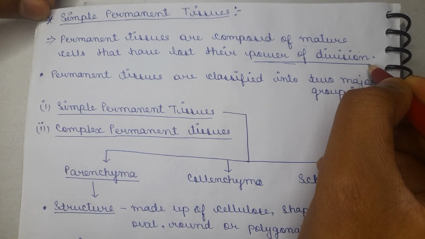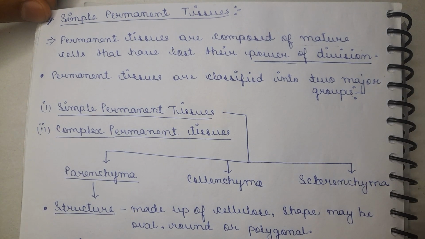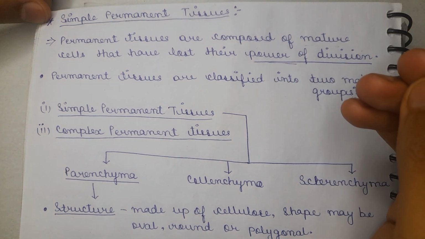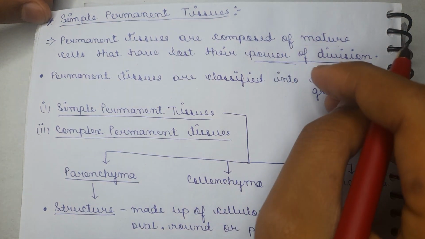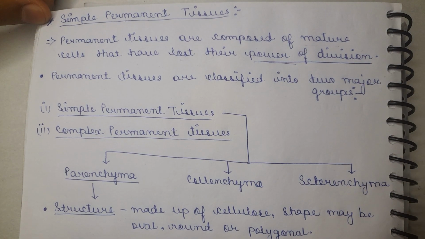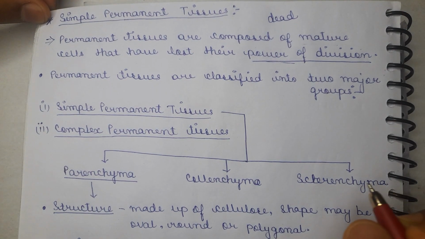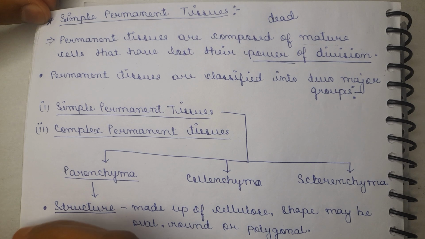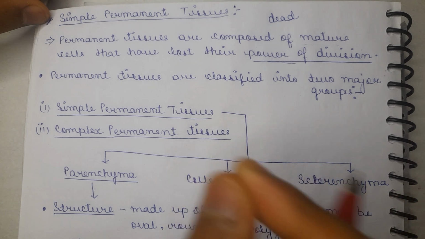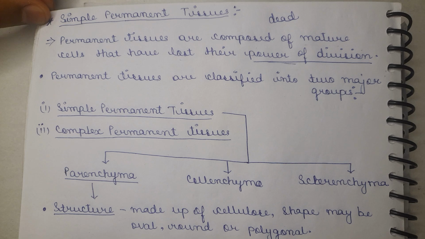Basically, we all know that cells have the tendency to divide, which helps the plant to grow, or helps the cell to develop into another cell. So permanent tissues are tissues that have lost their power of division. Their cells may be dead or they may be living. These permanent tissues are mainly derived from the meristematic tissue, but they have one difference: they may be dead or living, and their tendency of cell division has been lost.